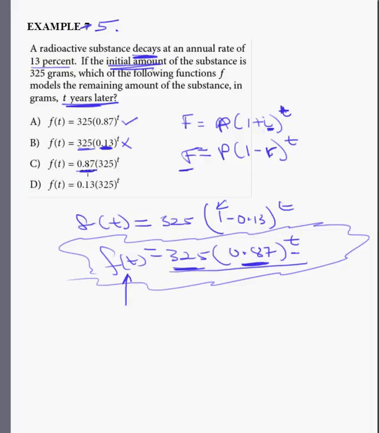0.87 is not your starting value, so this is wrong. 0.13 is not your starting value, so this is wrong. They're trying to pull your leg by giving all these wrong answers. But here your best choice is answer A. And that is how you solve these nonlinear problems.